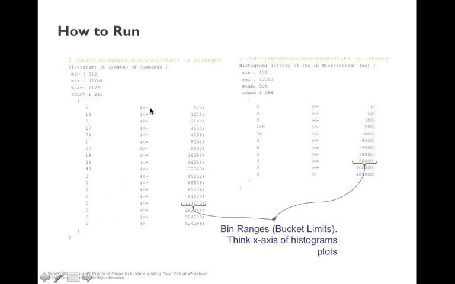And so here's how it works. What you'll see is "less than or equal to" right here, and a number. That means: what are all the I/Os that had length less than or equal to 512 bytes?